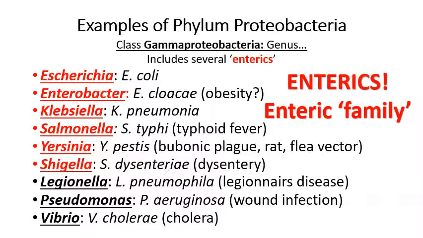All right, genus Escherichia, genus Enterobacter, genus Klebsiella, genus Salmonella, genus Yersinia, and genus Shigella are the enterics. They are classified as the enterics. And so I could very well ask you a multiple choice question, say which one of these is a member of the enteric family, and I'll give you three bacteria that are not and one that is, and you have to pick that one.